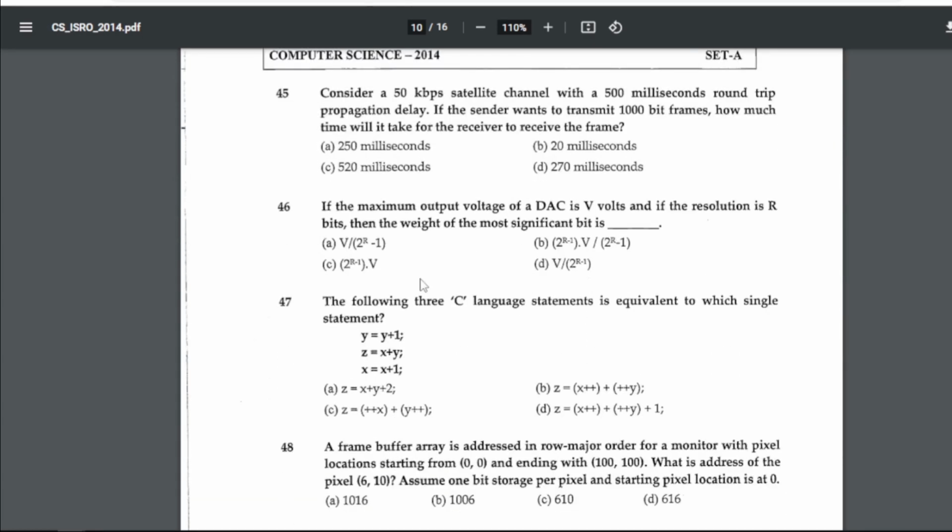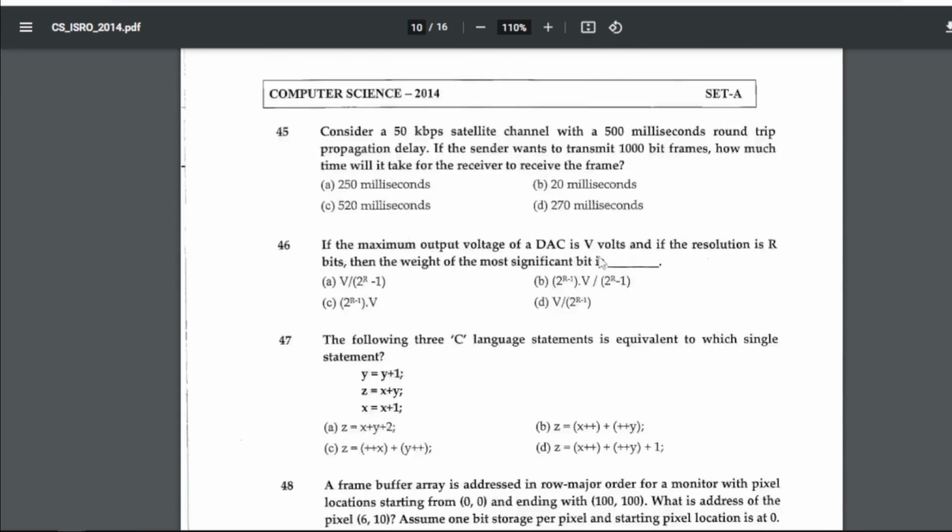Now 46 is: if the maximum output voltage of a DAC is V volts and if the resolution is R bits, then the weight of the most significant bit is what? So for 46, our answer will be B, that is (2 to the power R minus 1) V divided by 2 to the power R minus 1.